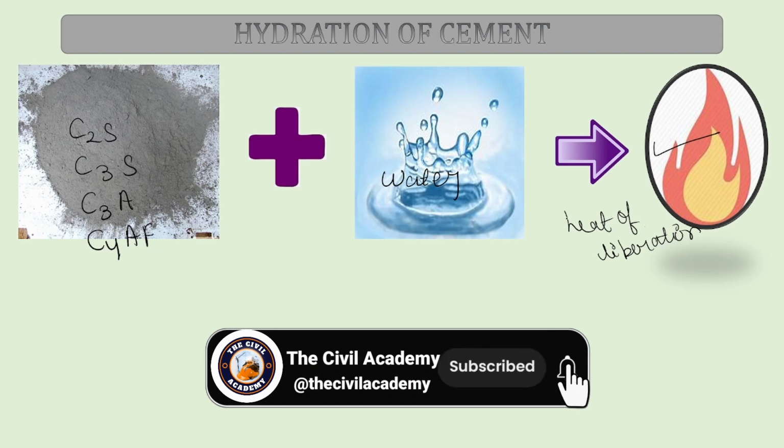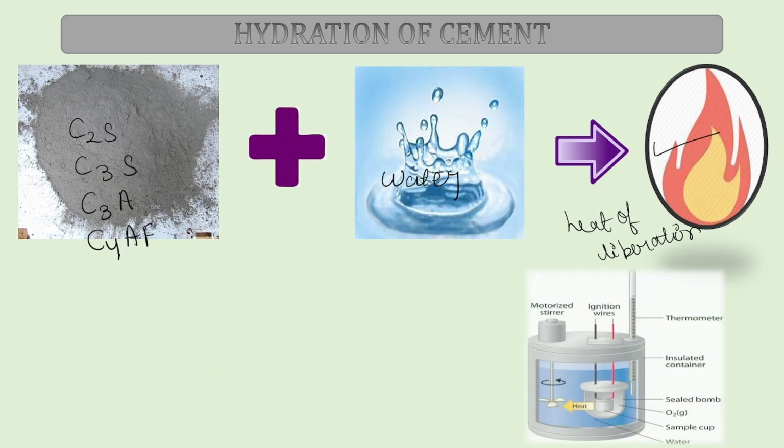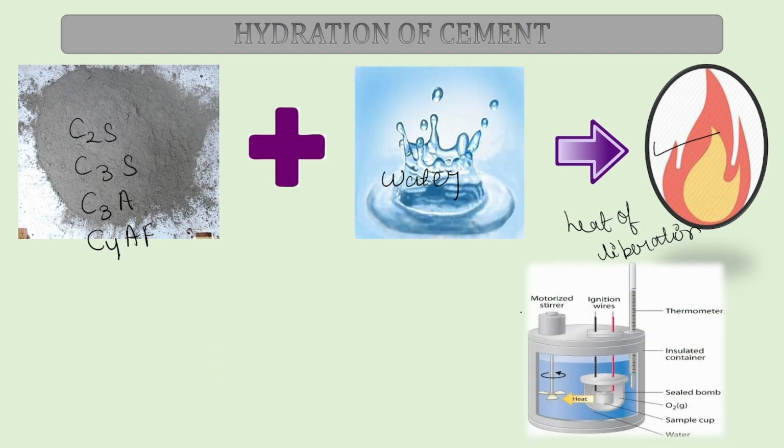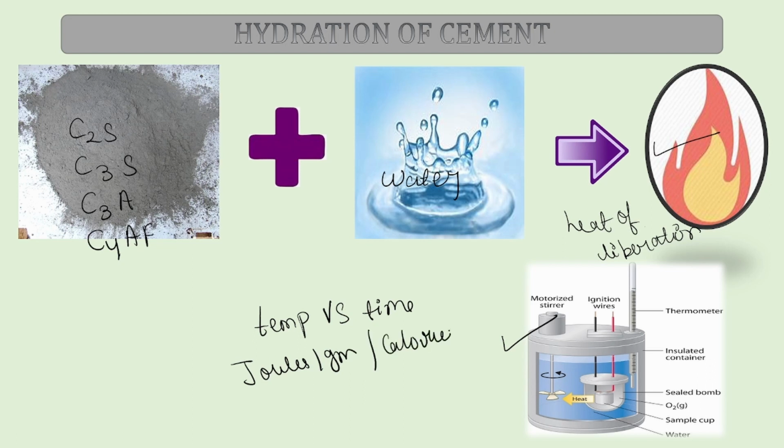The chemical composition of cement typically affects the heat of hydration. Now, this heat of hydration can be measured with a calorimeter as shown over here. Then, the result is plotted as a curve of temperature versus time. Joules per gram or calories per gram are the units used to measure the heat of hydration.